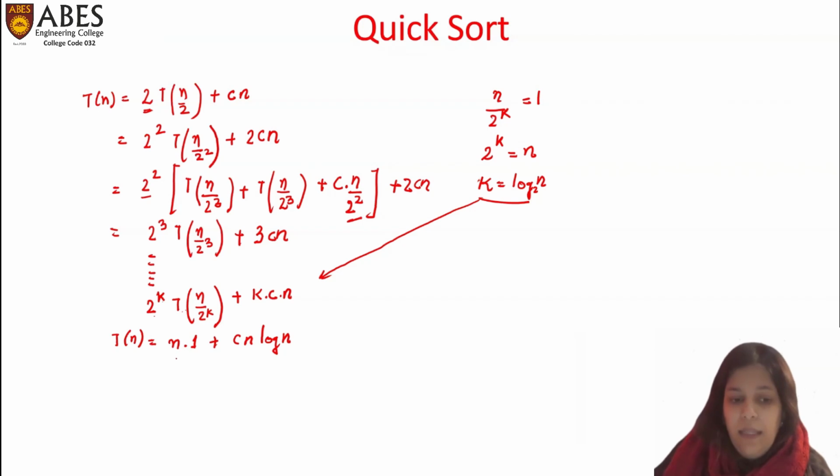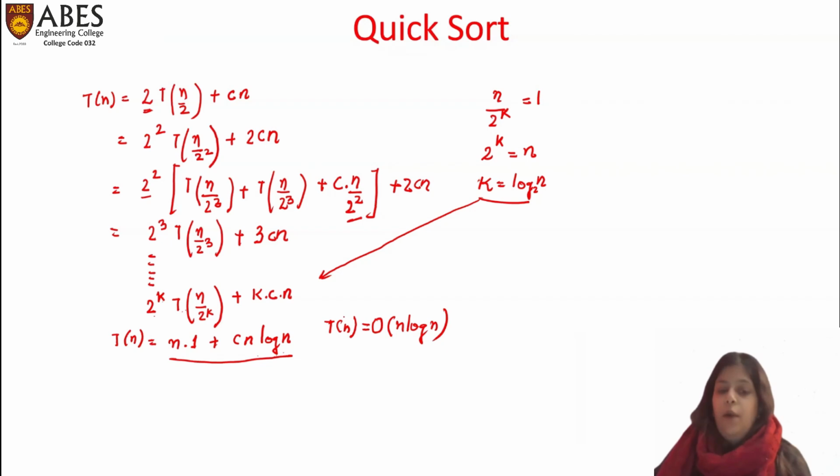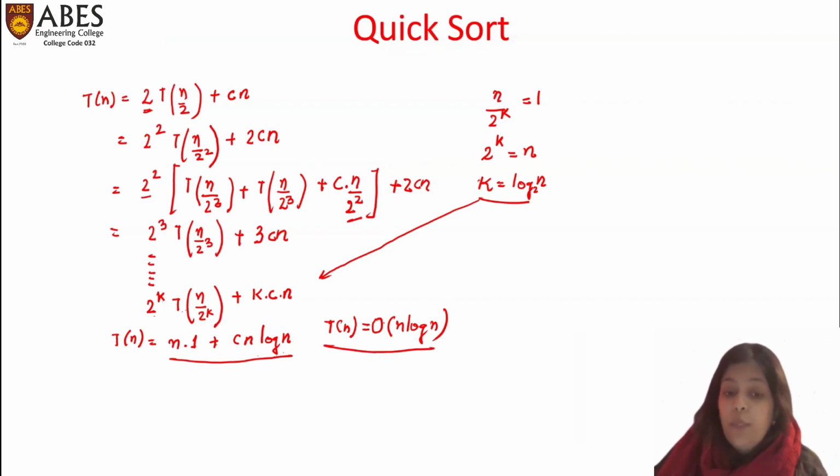So as you can see, in this equation n log n is of higher order. So we can say that Tn can be written as O of n log n. But this is the case where we are dividing the array into 2 halves. So the complexity of quicksort is O(n log n) only in the best case and the average case. Now let us talk about the worst case complexity of the quicksort algorithm.